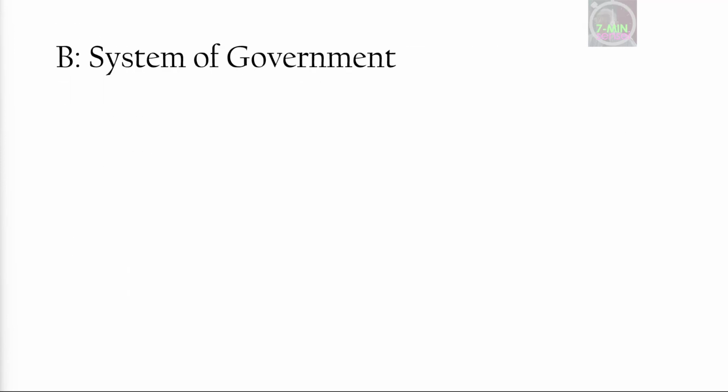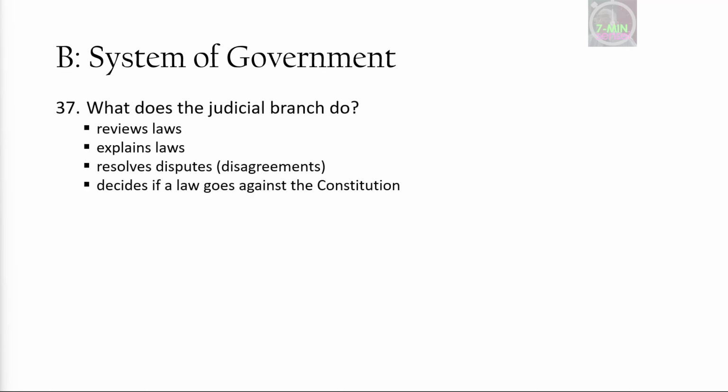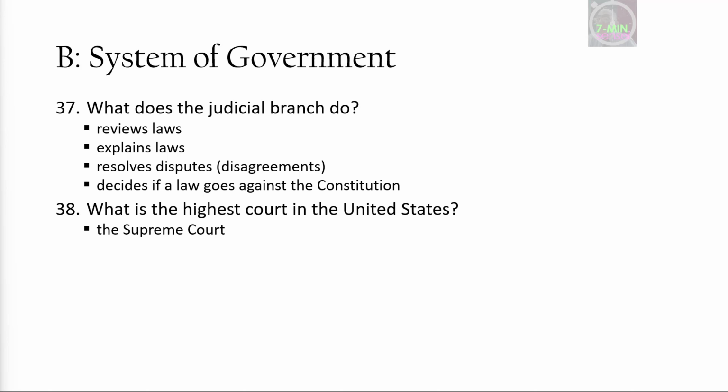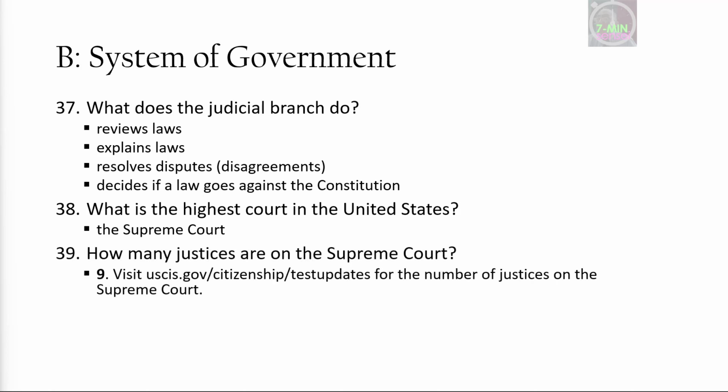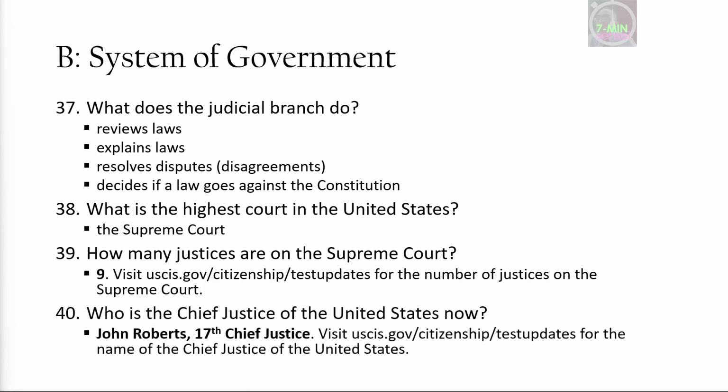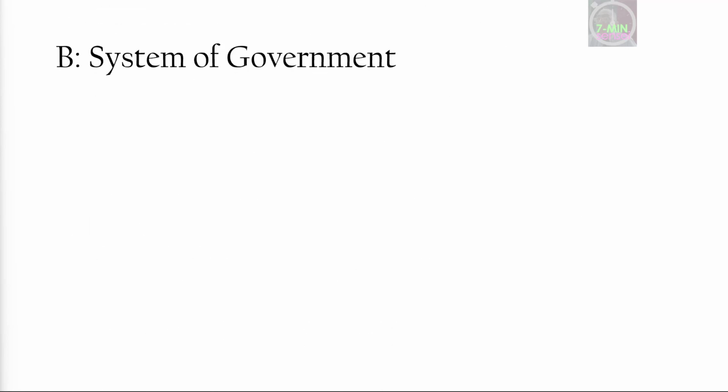B. System of government. What does the judicial branch do? Reviews laws, explains laws, resolves disputes, disagreements, decides if a law goes against the Constitution. What is the highest court in the United States? The Supreme Court. How many justices are on the Supreme Court? 9. Who is the Chief Justice of the United States now? John Roberts, 17th Chief Justice.